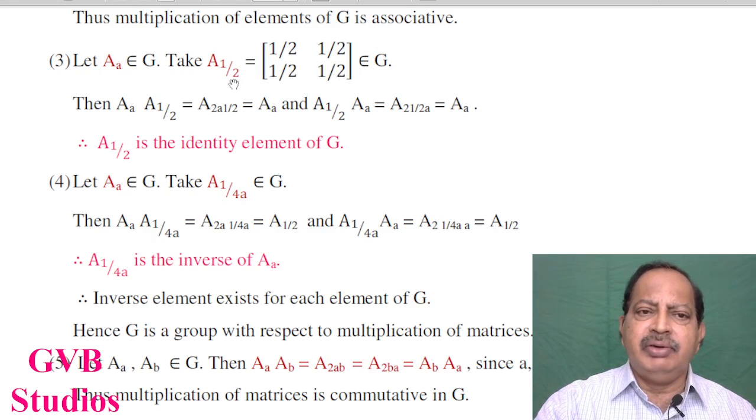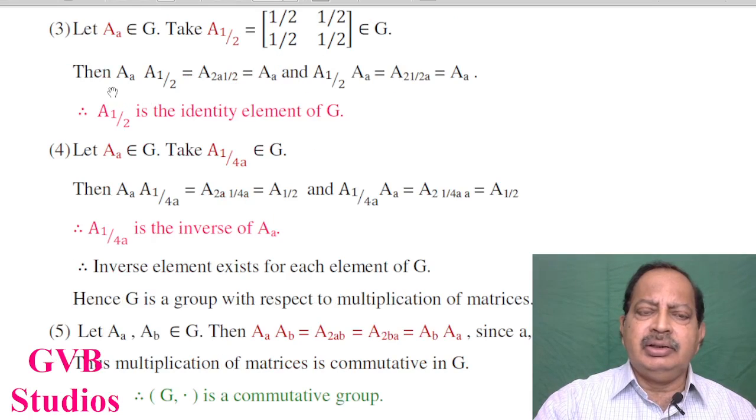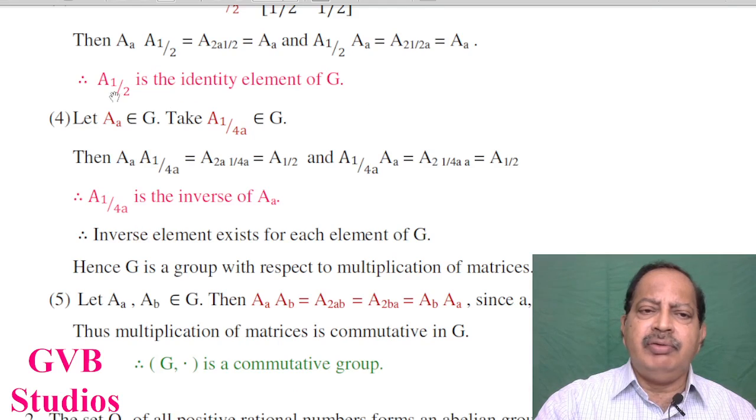So I am taking this A_{1/2}. On multiplication, A_a into A_{1/2} gives, as in the closure property, A_{2a·1/2}. Here 2 is cancelled, we get capital A suffix small a. And the other way, A_{1/2} into A_a gives A_{2·1/2·a}, and this gives A_a. So by multiplying A_{1/2} on the right side of A_a and on the left side of A_a, we get the same A_a. Therefore A_{1/2} is the identity element of G.